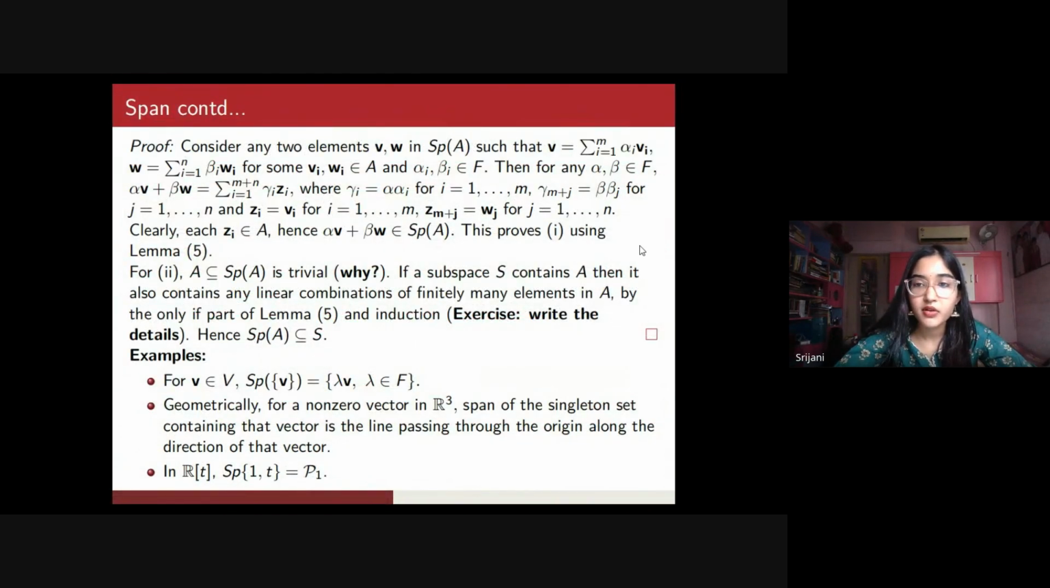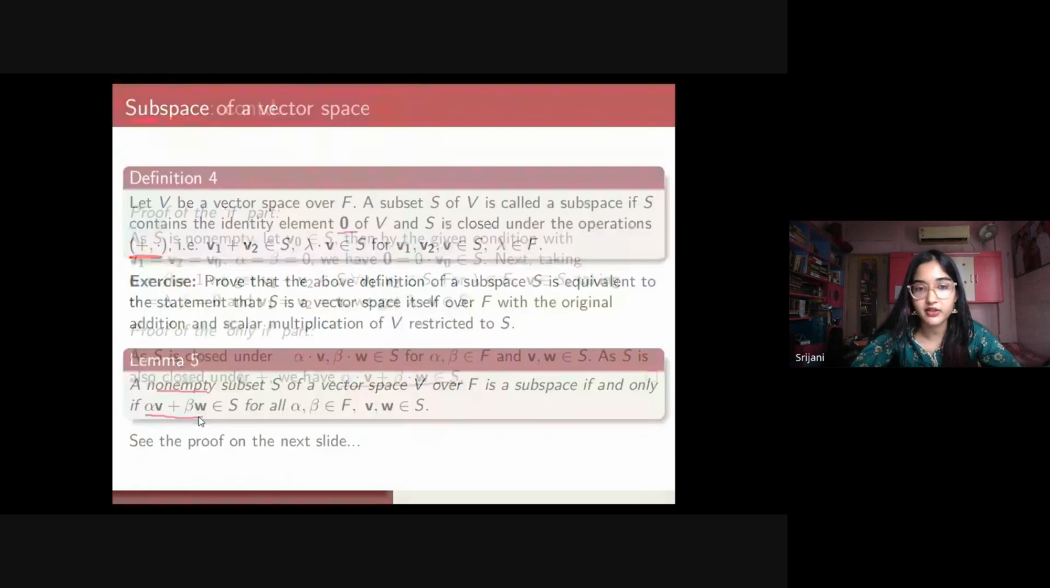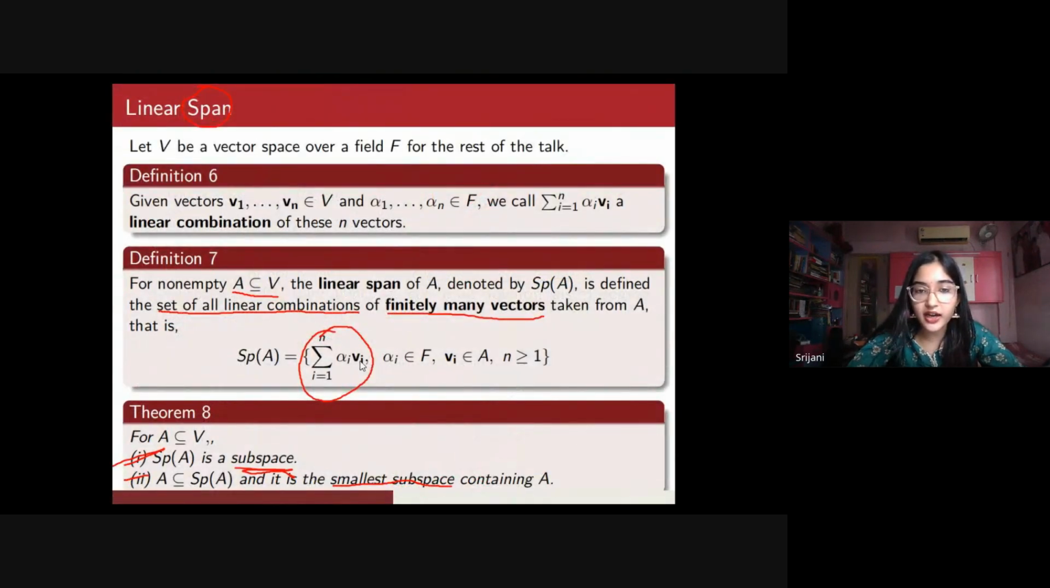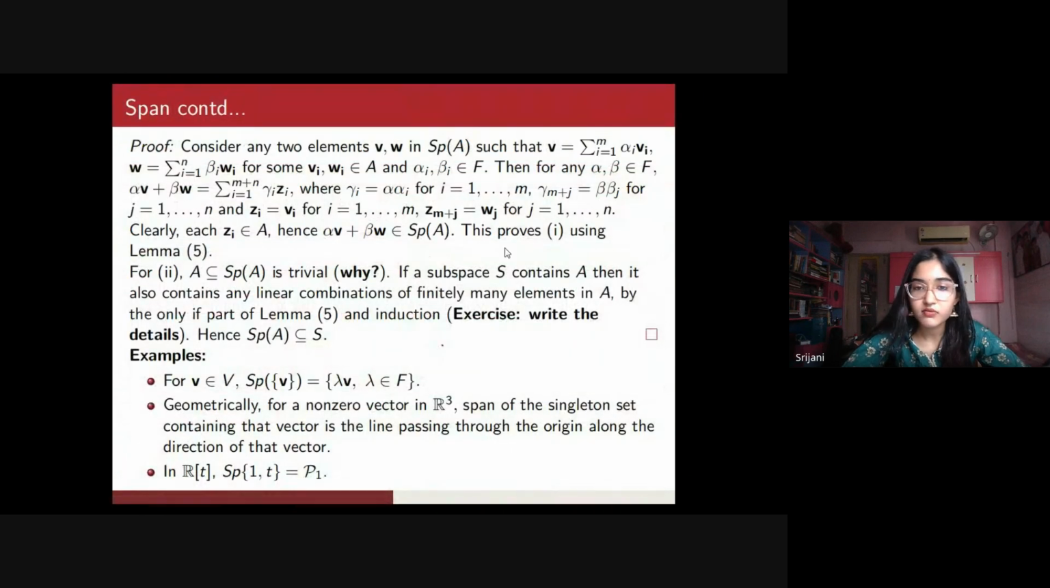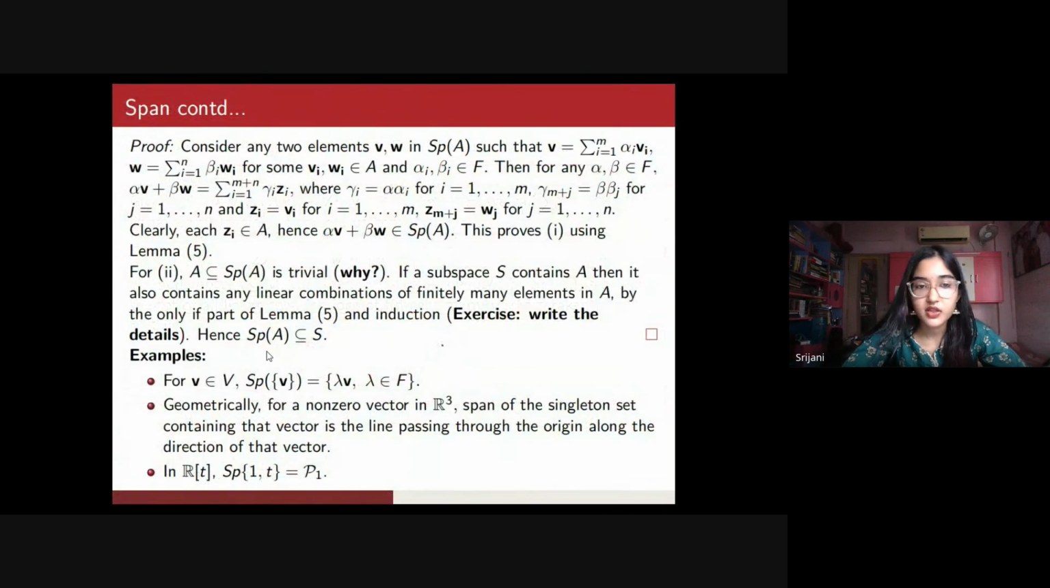Why? In my Lemma 5, we proved this for 2 vectors. We can extend it using induction and prove the same thing for n vectors. Then the summation of alpha i v i for i from 1 to n will be in the subspace. So any element of the span of A will be contained in the subspace, because the subspace is closed under linear combinations. So the span of A will be contained in S. So is the proof of this theorem clear?